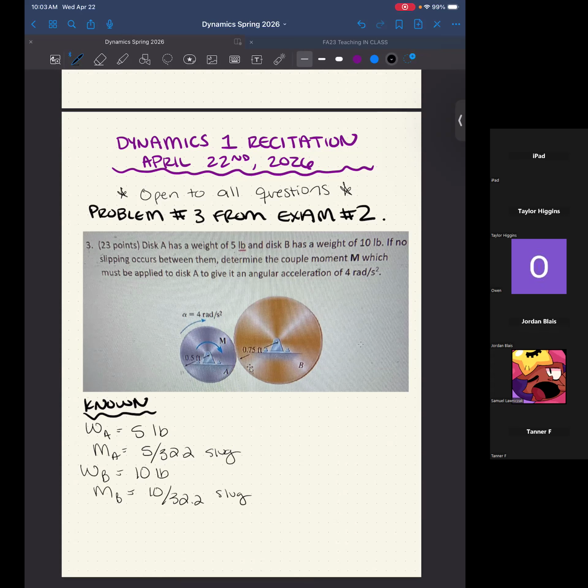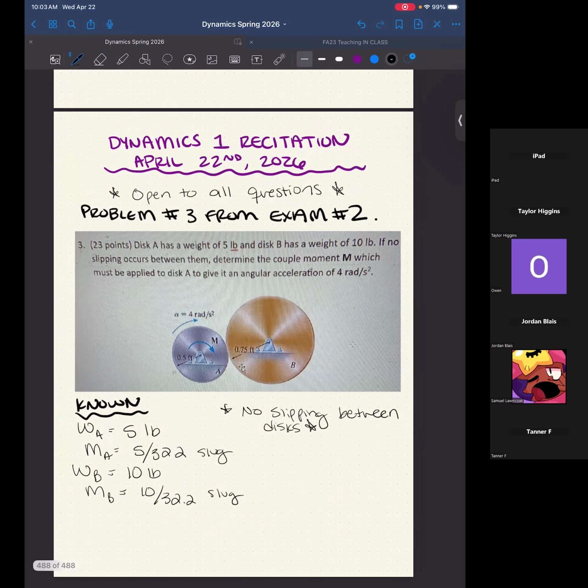If no slipping occurs between them, determine the couple moment M, which must be applied to disk A to give it an angular acceleration of 4 radians per second squared. So alpha A equals 4 radians per second squared. And it's asking us to find M.